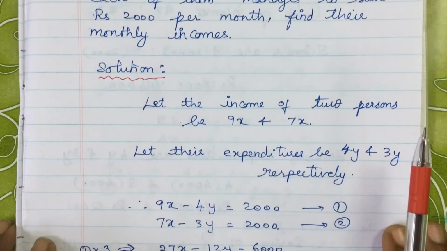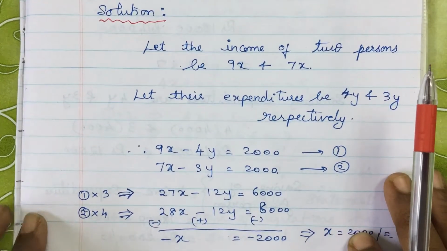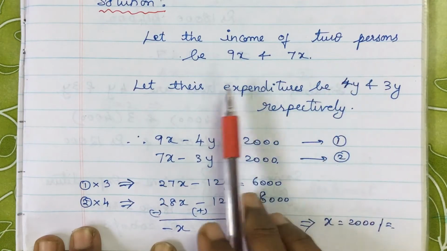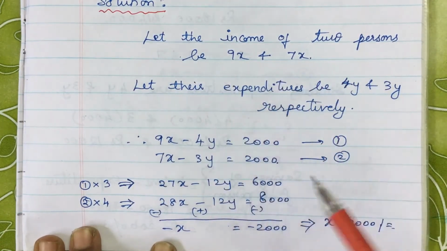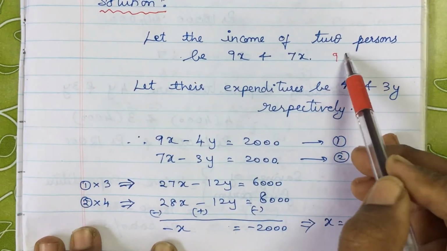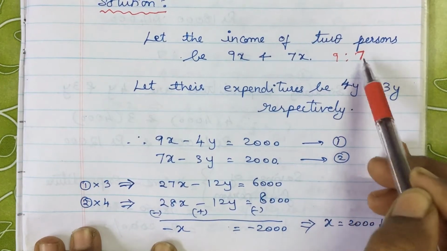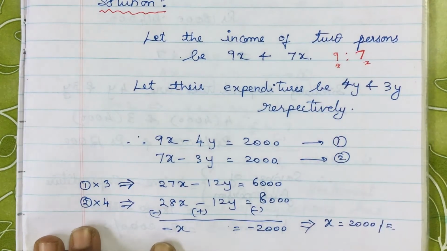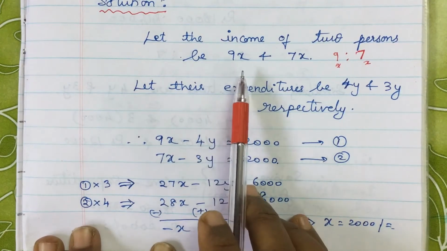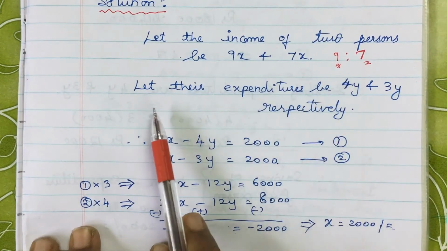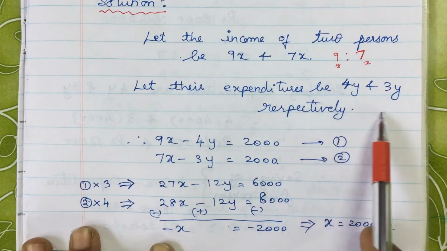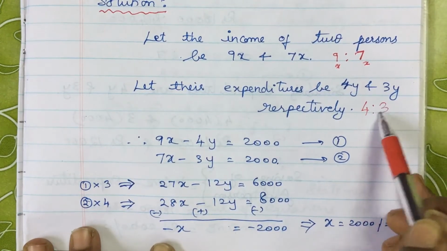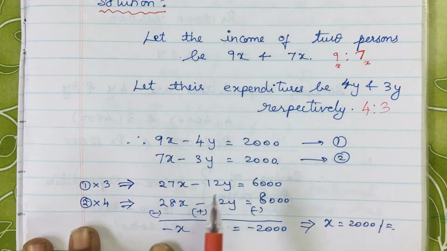So as a first step we have to assume the incomes. Let the incomes of the two persons be 9x and 7x, because you are given the ratio 9:7. So I am multiplying by x on both sides of this ratio, assuming the incomes as 9x and 7x. Let their expenditures be 4y and 3y. Similarly here the given ratio is 4:3, so I am multiplying by y on both sides.